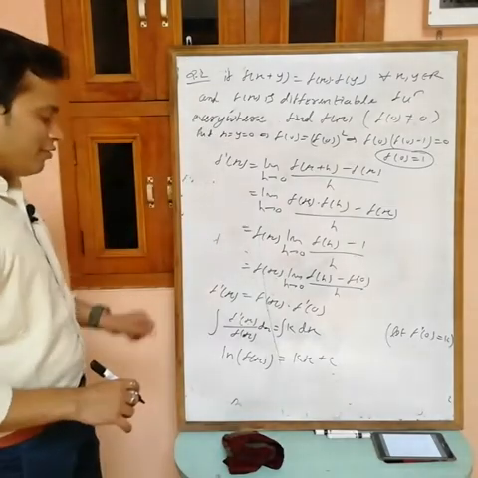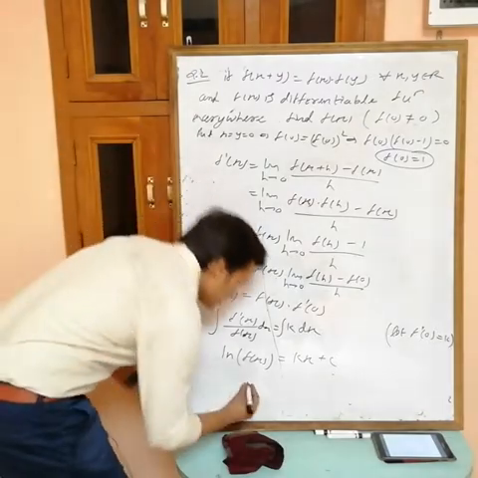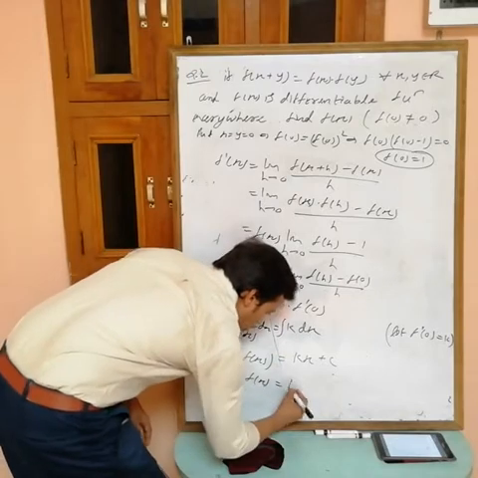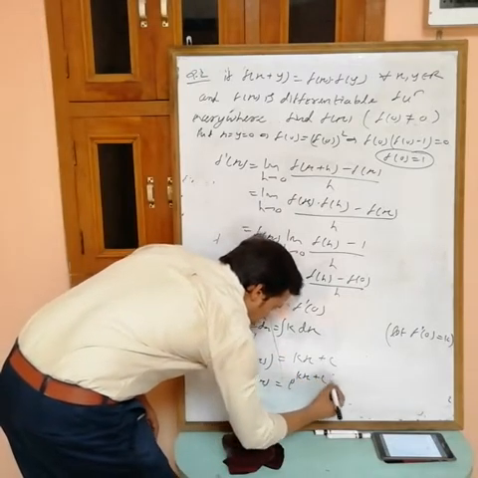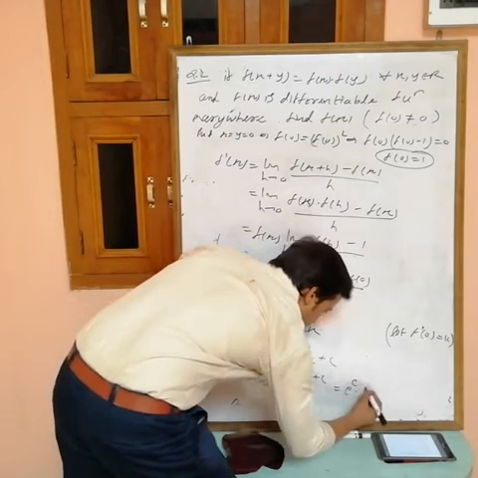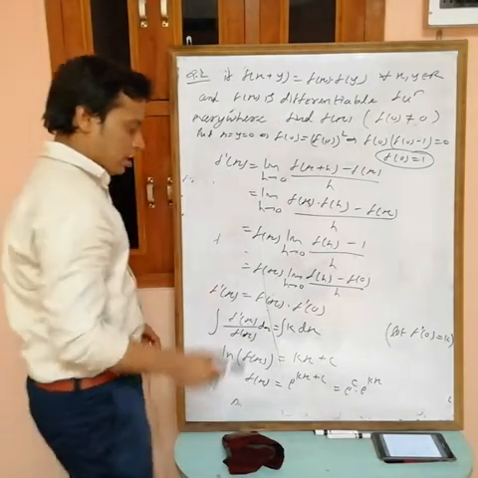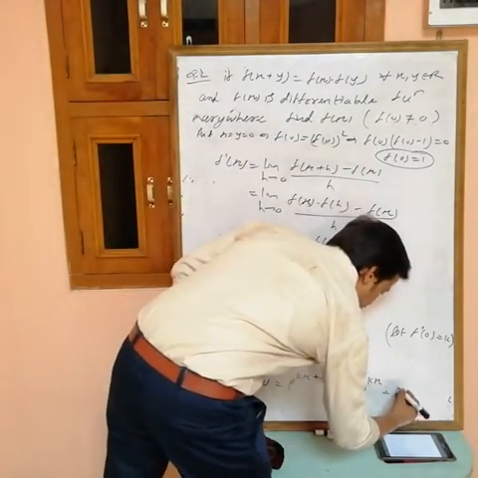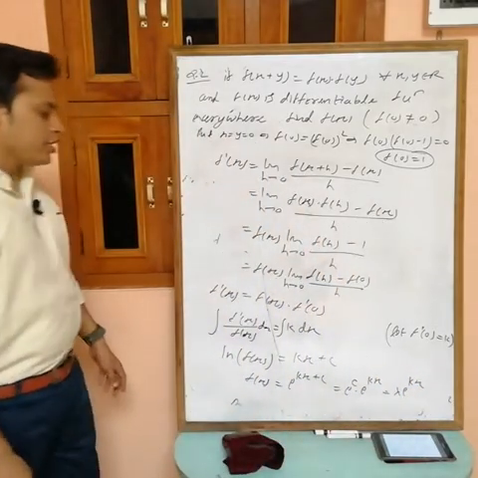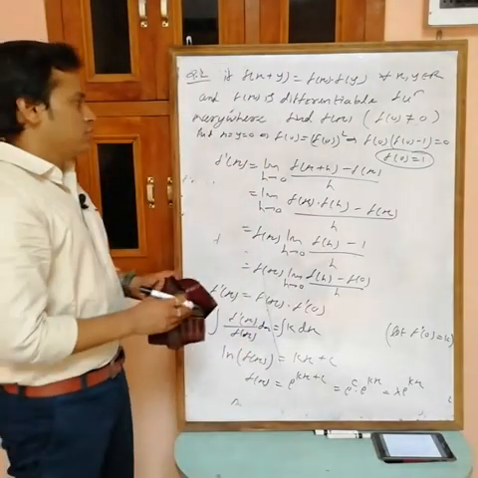Okay, now what do you want? We want the value of f(x). So take the antilog on both sides. Then f(x) equals e power (kx plus c). This e power (kx plus c) can be written as e power c into e power kx. I can write e power c as a new constant, lambda, times e power kx. So f(x) equals lambda into e power kx. Yes, this is f(x).